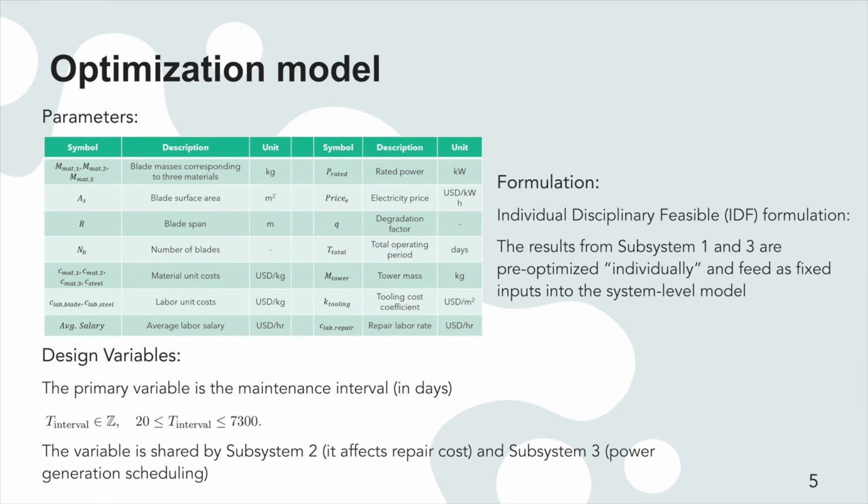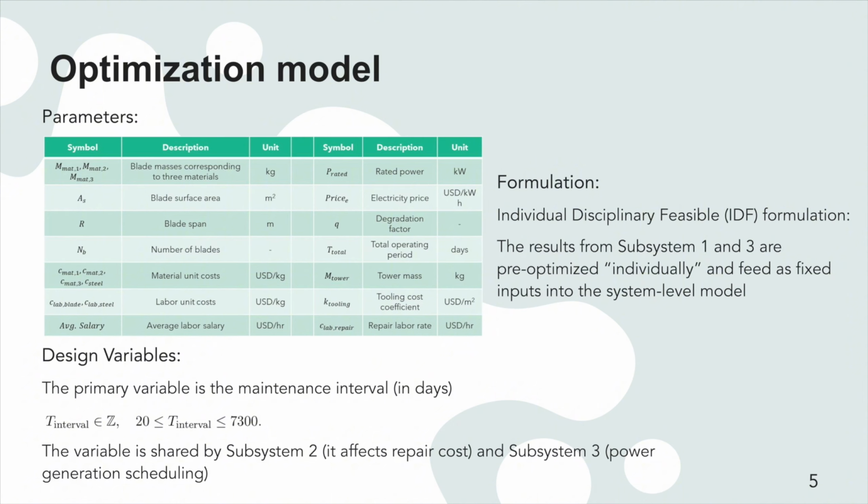Hello, I'm Chenghao Li. Next, I'll introduce the parameters in our optimization model. We have 14 types of parameters in the optimization model, including three different materials when designing the blade of the turbine and the corresponding unit cost, and the labor salary when building the turbine. These are all investing cost parameters.